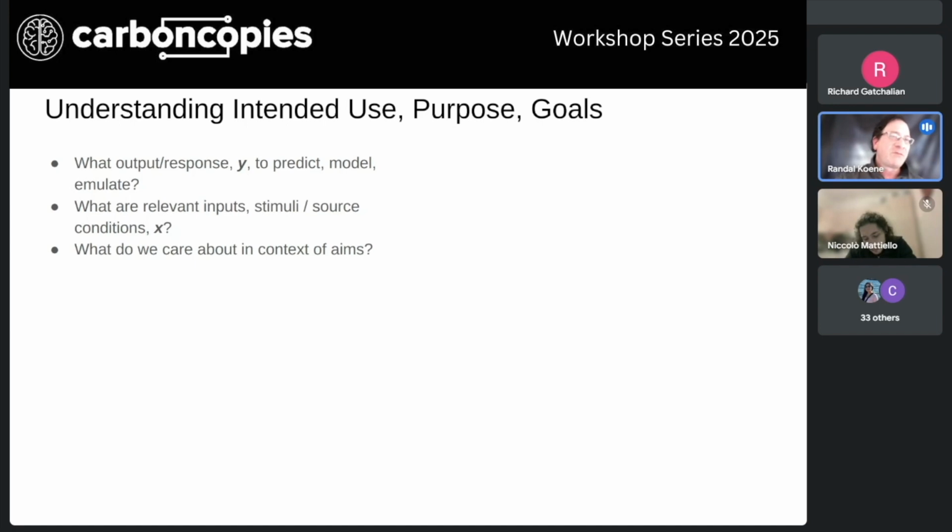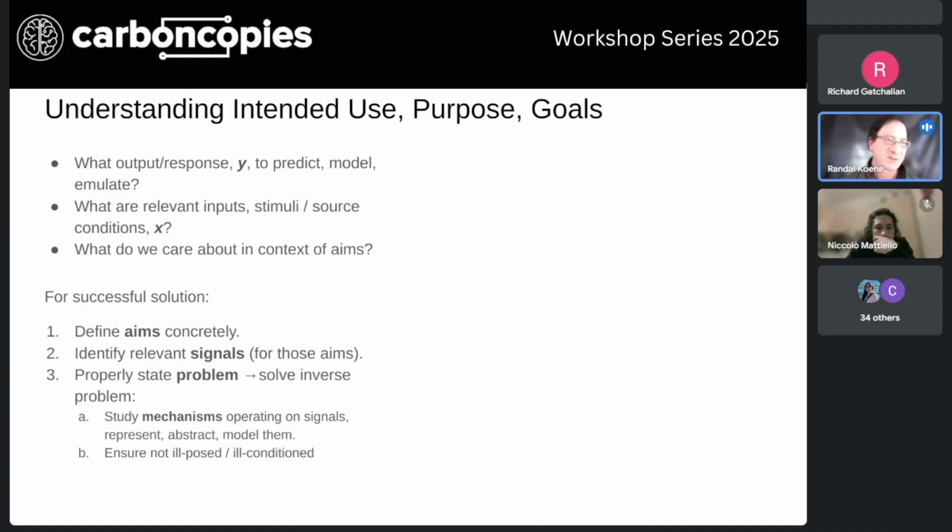In order to even have a shot at specifying and then solving a well-posed inverse problem, one ought to clearly understand the problem that one's seeking to solve. What is the output or response Y that you need to correctly predict, model, replicate, emulate? What are the relevant input, stimuli, or source conditions X to do this for? And what do you need to care about in the context of a particular set of aims?